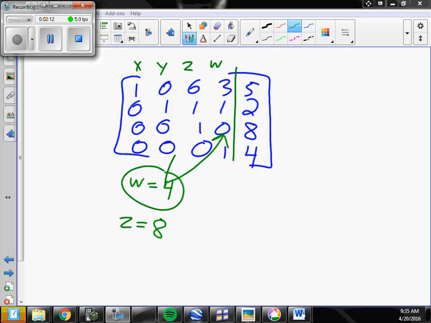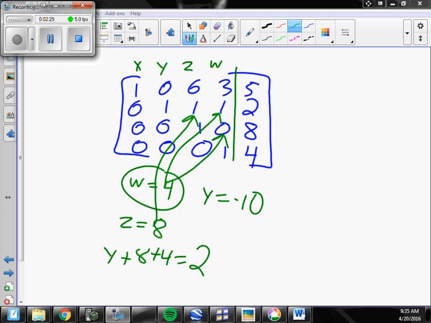Now I can put 4 in there and 8 in there. So Y plus 8 plus 4 equals 2. So if I subtract 12, Y equals -10. And then I can plug in Y, Z, and W and solve for X. That's what row echelon allows us to do.